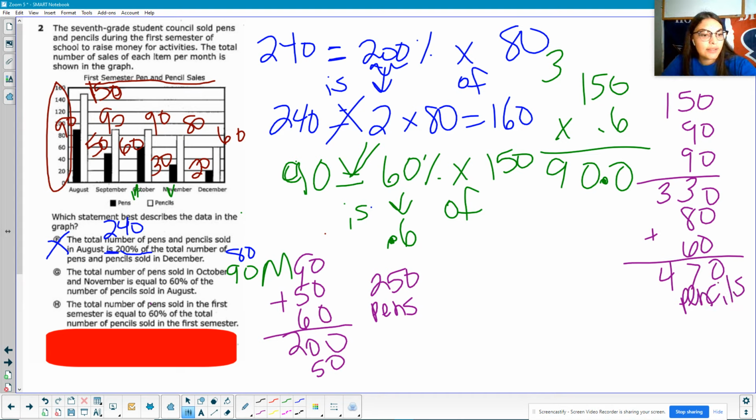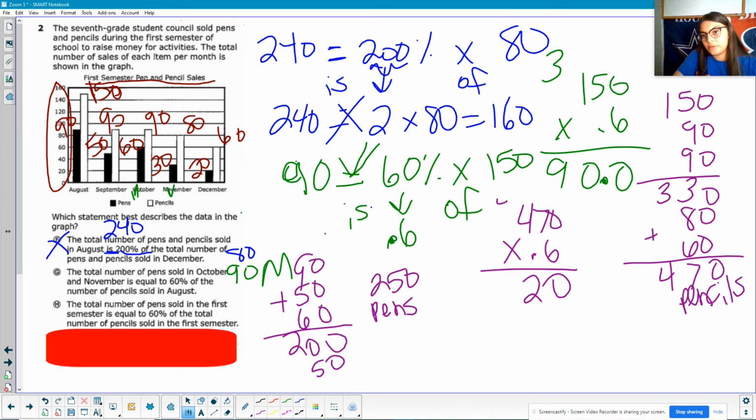And what we need to see is 250 is 60% of 470. So 470 times 60% as a decimal, 0.6, 282. Don't forget place value. So no, because 282 is not 250. So that cannot be 60%.